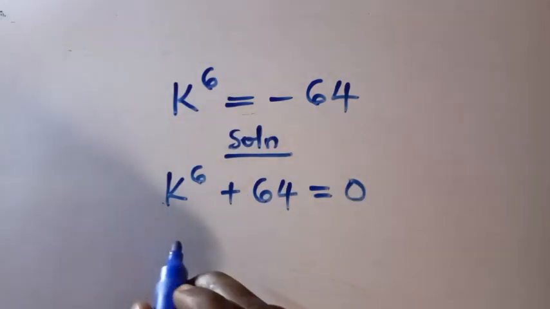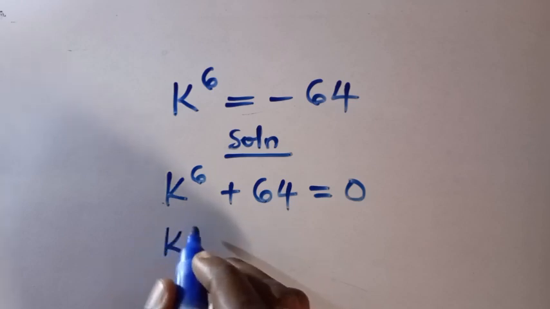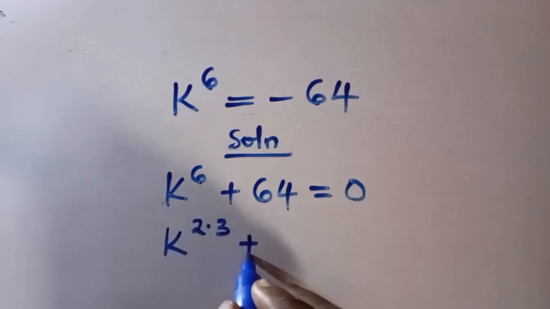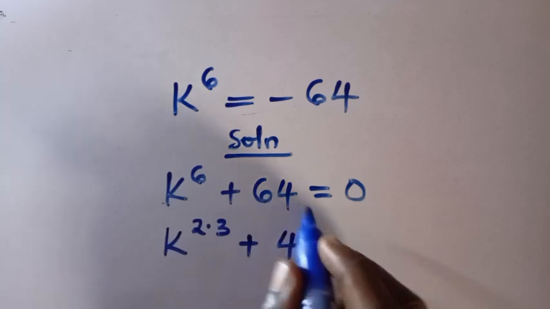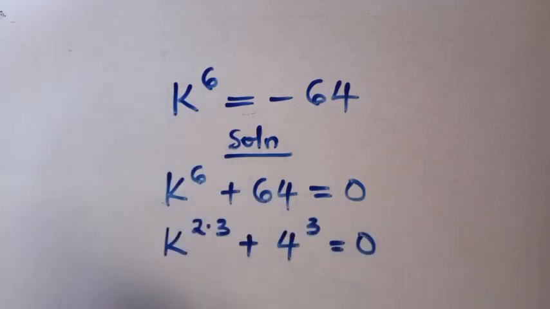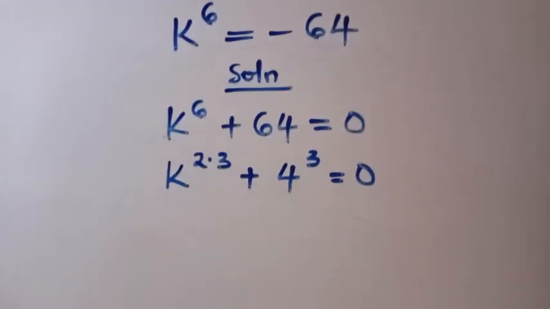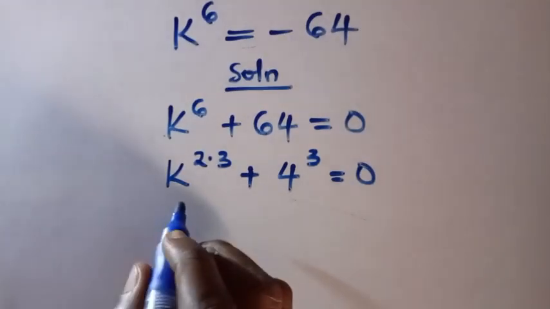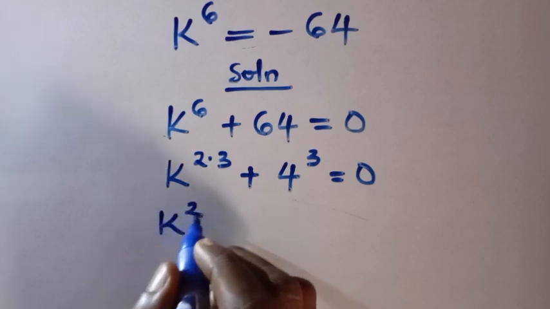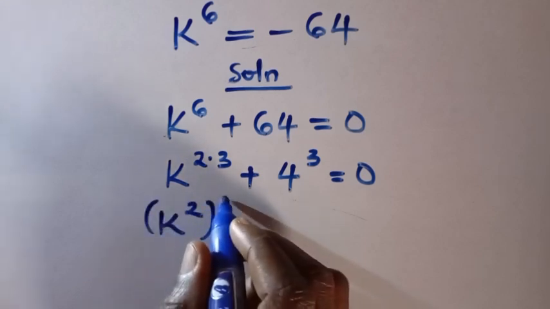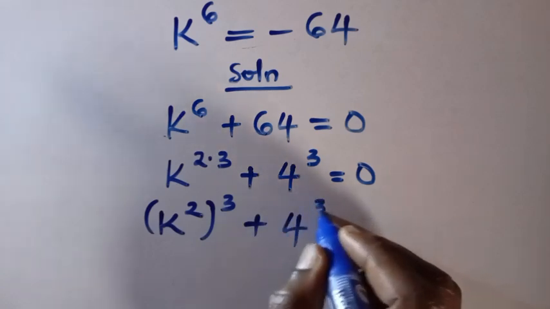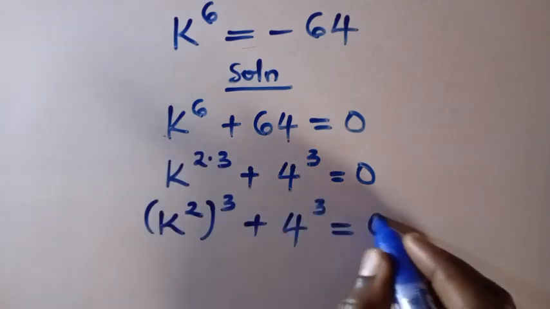Then we write this as k to the power of 2 multiplied by 3 plus 4 to the power of 3 equals 0. And by rule of indices, we consider this as k to the power of 2 all raised to power 3 plus 4 raised to power 3 equals 0.